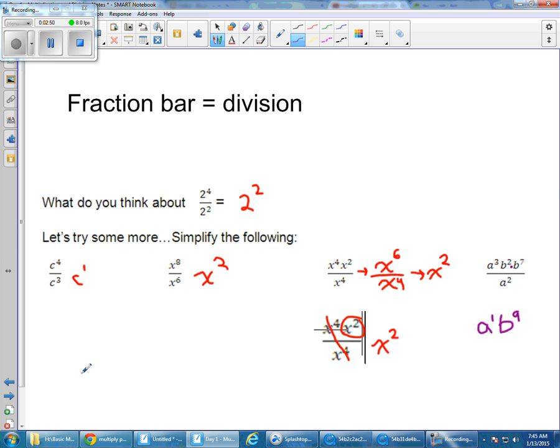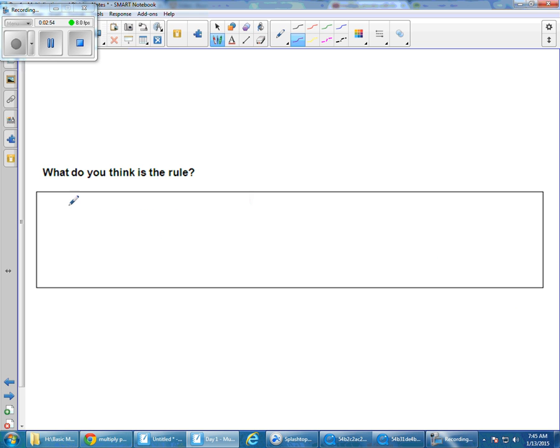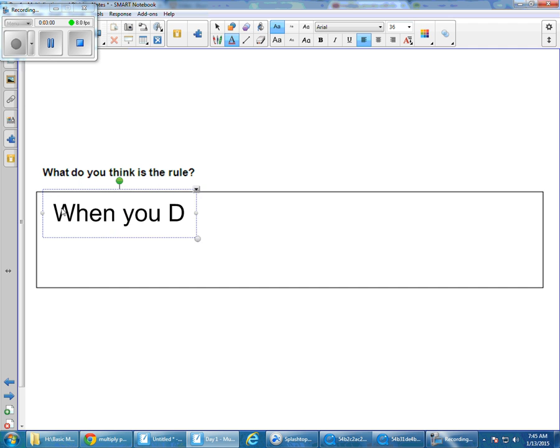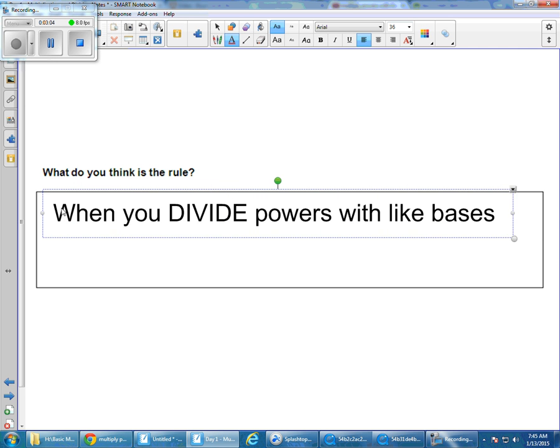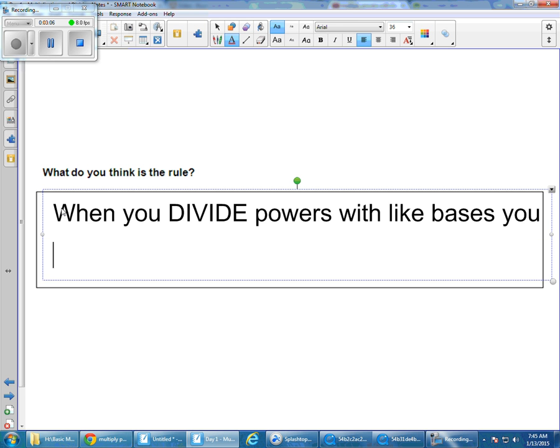Now you should be thinking in your head, hey, what is this that we're doing? What is the rule? What do you think the rule is? Well, here's your rule. The rule is when you divide powers with like bases, you subtract the exponents. Go ahead and write that down in your box.